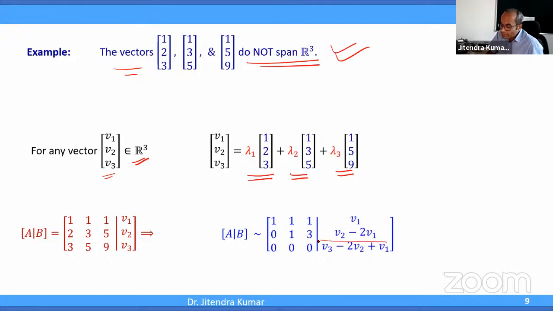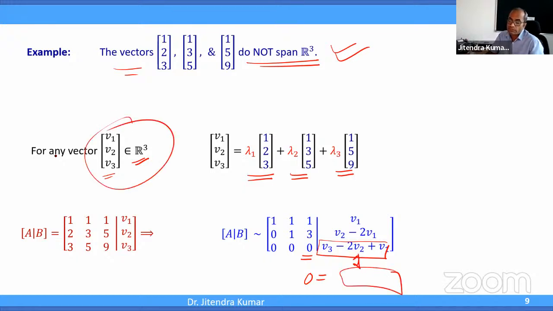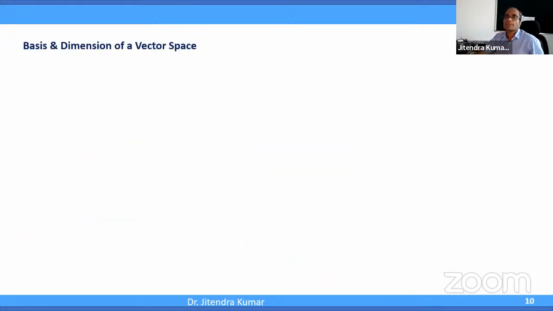We will realize that there is no solution to the system, because you get the situation that 0 is equal to something which may not be 0, since we are considering this for any vector, and therefore it doesn't have a solution. So these three vectors cannot span R3. Earlier we had taken 4 vectors and realized that they can span the whole R3, but these 3 vectors cannot span the whole R3. This is the idea of the spanning set here.